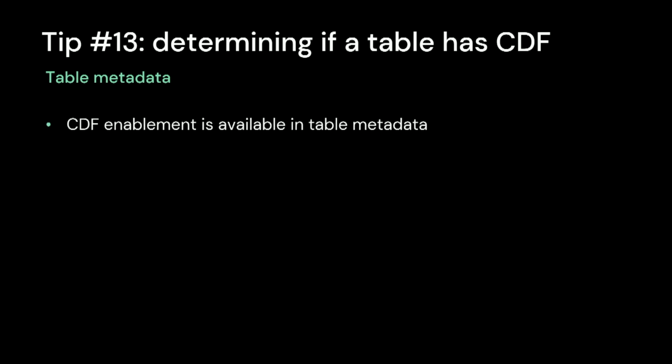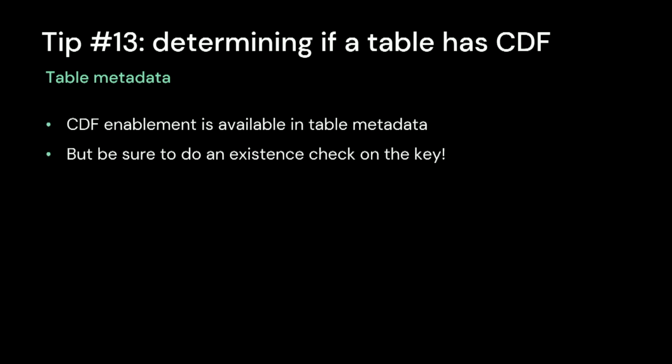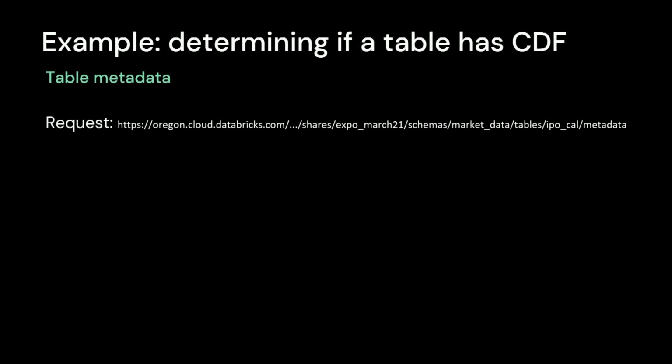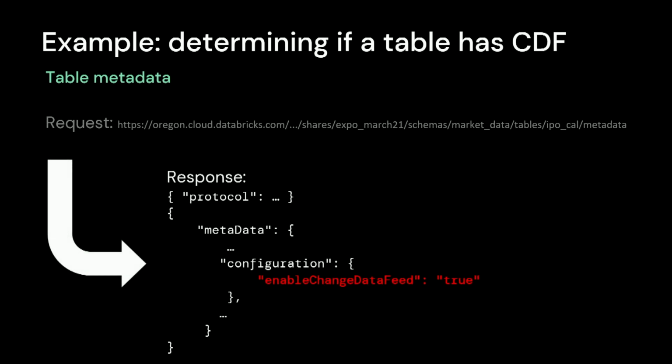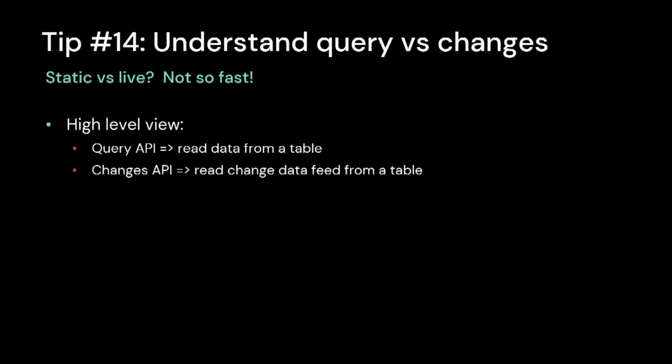And the good news is you can answer that question through the table metadata. There is a key for doing that, but you better check for the existence of that key. Don't assume it's there. And it's available via the metadata API. So here we are looking at the metadata associated with a particular table, and you see the optional configuration dictionary. It possesses an enable change data feed attribute. The value happens to be true. So if all those things are present and true, you got CDF, and you can do some of these version by version analyses. Otherwise, you'll just get the types of errors that I described.